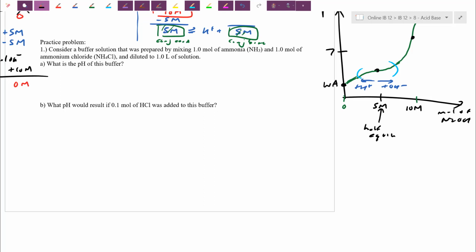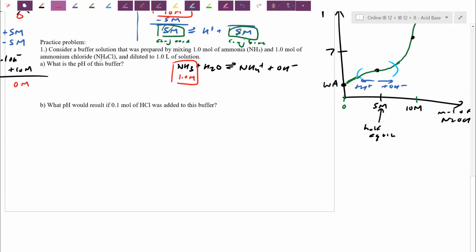Kept the numbers fairly easy, 1 mole in a 1 liter container, so the concentrations are 1 molar. Let's start off here. Ammonia is a weak base. I'm going to go right to the complex equation. Ammonia is going to steal a proton from water. This is going to end up becoming the ammonium ion, leaving behind hydroxide. I have my buffer system set up. The ammonia concentration is currently 1.0 molar.